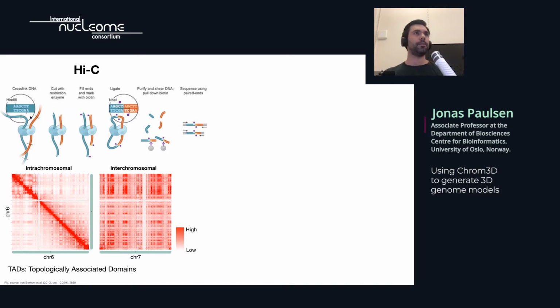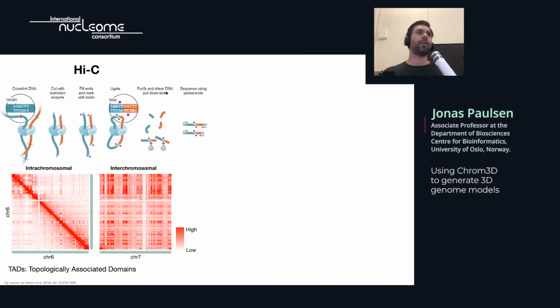If you then cut these structures with a restriction enzyme, you end up with lots of these protein complexes with pieces of DNA sticking out, and these pieces of DNA were the regions close in the nucleus, and are the regions we try to capture. In the next step, we can fill in the ends and mark with biotin, induce ligation, so you get this kind of circular structure.